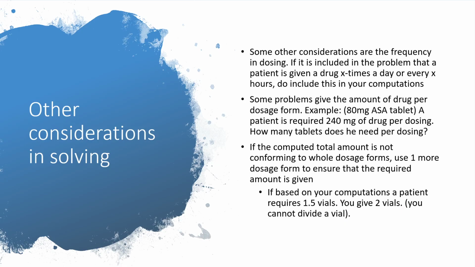So some considerations in problem solving. Some other considerations are the frequency in dosing. Sometimes you will be asked how many total drugs are given to a patient in consideration of the total duration of therapy. Some problems also give the amount of drug per dosage form. Example, an 80 milligram aspirin tablet. A patient is required 240 milligrams per dosing. How many tablets are needed? Also, please take note if the computed total amount is not conforming to whole dosage forms, you are supposed to use one more dosage form to ensure that the required amount is given. Basically, you need to round up to the nearest whole number.